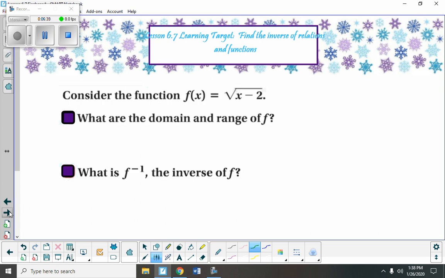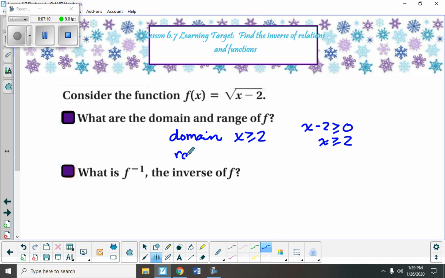All right, next one says, consider the function f of x equals the square root of x minus 2. What are the domain and range of f? Well, the domain would be the x values that we could substitute in. Now, keep in mind that the minimum this can be here is 0. So x minus 2 has to be greater than or equal to 0. If you solve that, x has to be greater than or equal to 2. So that is our domain. X is greater than or equal to 2.